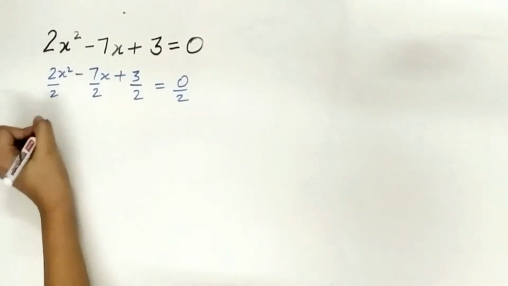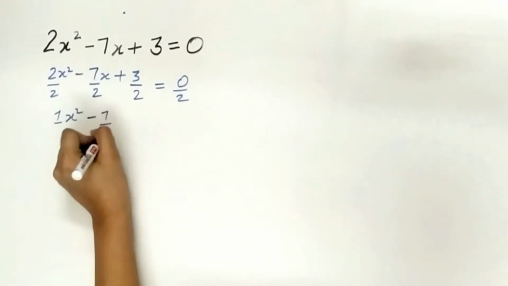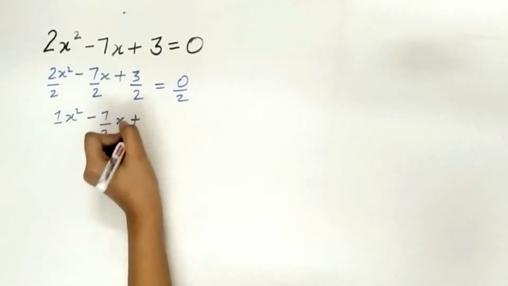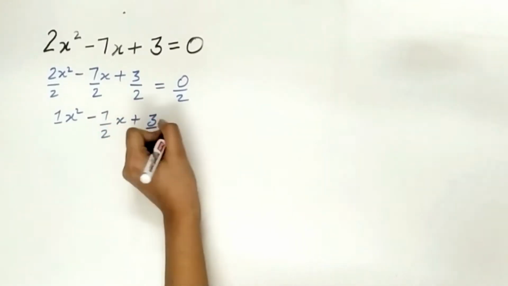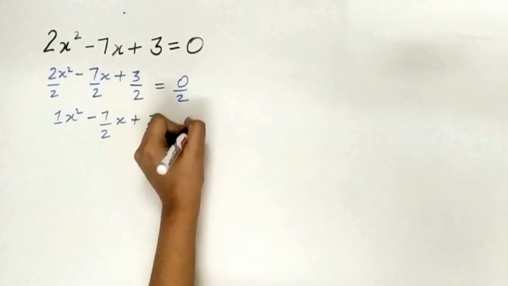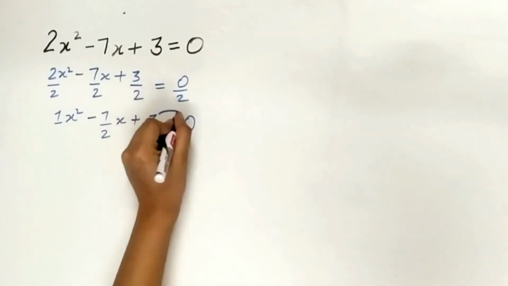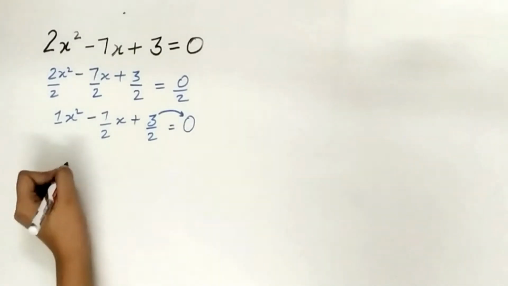2 by 2 is 1, x square minus 7 by 2 x plus 3 by 2 is equal to 0 divided by 2 is 0. Step 2 is to transpose the constant to right side.